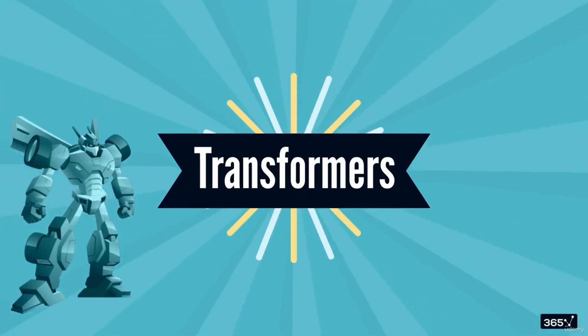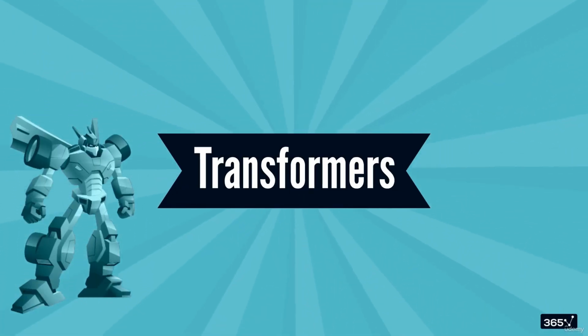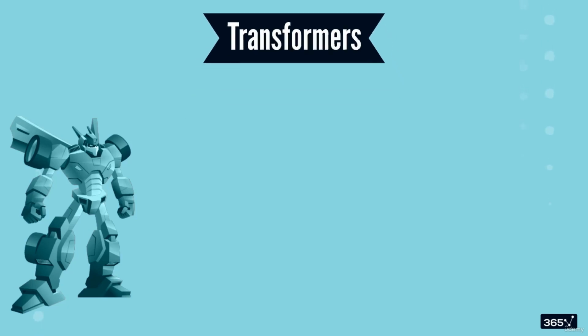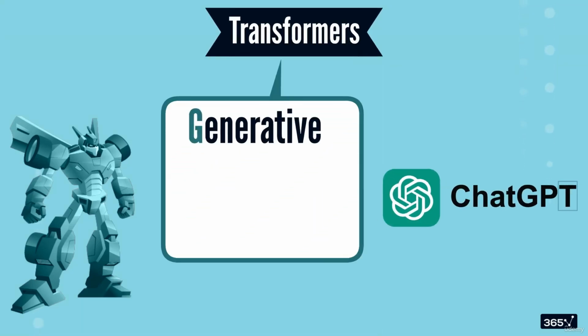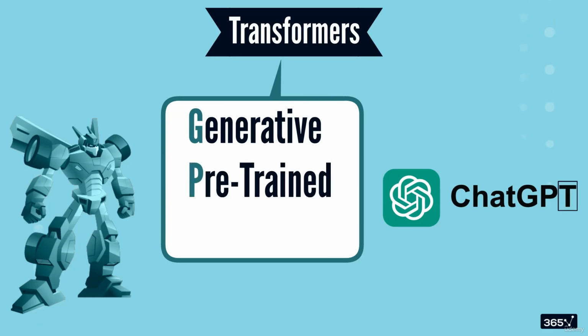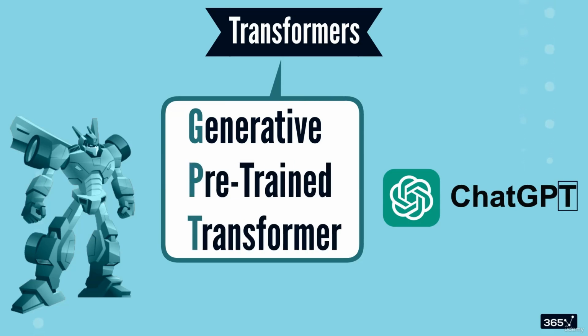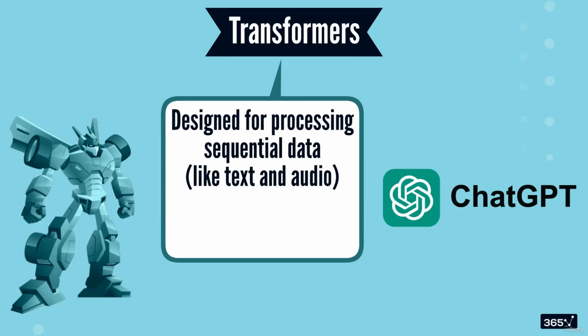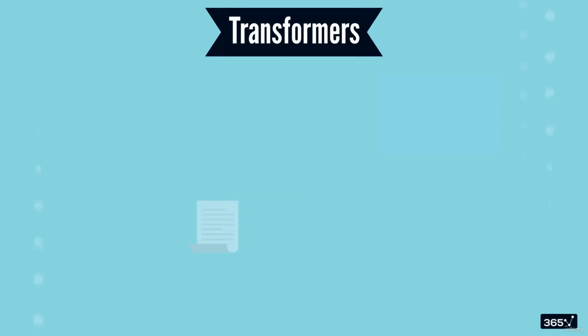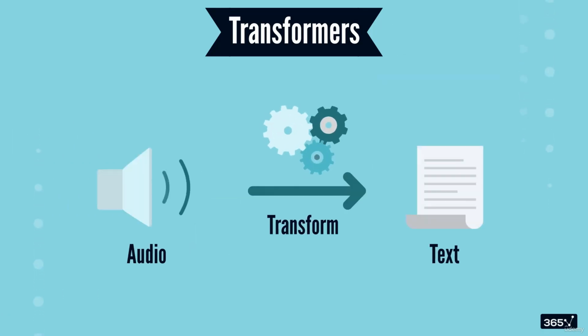Hello, it's time to reveal the famous transformers and their use in speech recognition. You might know them as the T in GPT, or Generative Pre-trained Transformer. Transformers are a deep learning model designed for processing sequential data like text and audio. Have you ever wondered why they're called transformers? They transform input sequences like audio into output sequences like text.